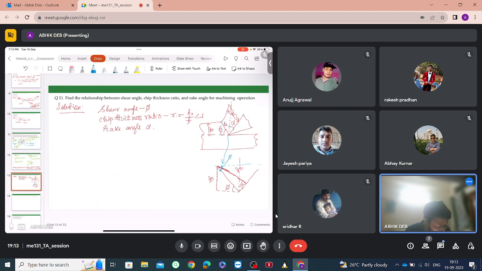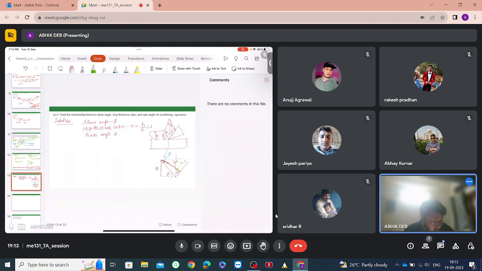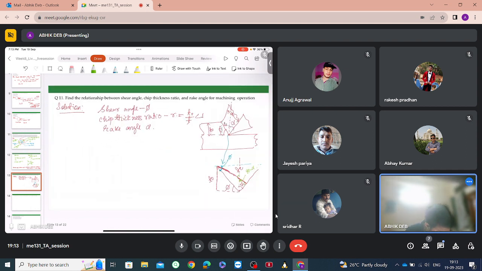Now, as we have seen previously, if this angle is alpha, then this small angle will be 90 minus alpha, since this is 90 degree. Then these are also vertically opposite angles. So vertically opposite angles are equal. So this angle will be 90 minus alpha. This is 90. So this angle will be alpha. Okay. So this angle is phi and this angle is alpha.